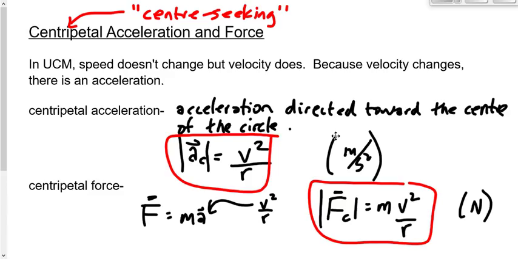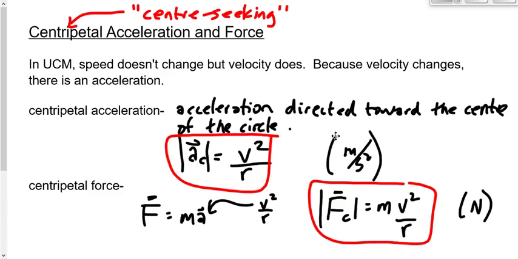Like when I swing the keys around my head, yeah, there's a centripetal force toward the center, but really, it's my hand that's doing it, right? That's keeping it from going in a straight line. When the Earth goes around the sun, it's really gravity keeping it from going in a straight line. When a car goes around a turn, it's really friction that keeps it from going in a straight line. There's always something that keeps it from going in a straight line. And that something, as long as it's going toward the center of the circle, we will call a centripetal force.